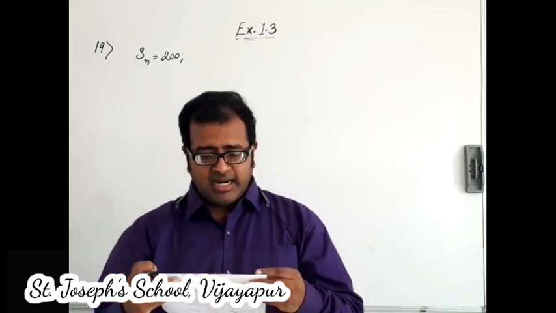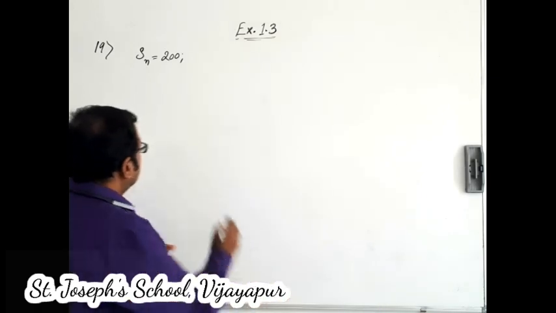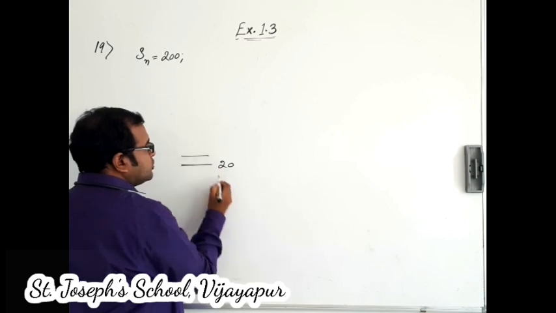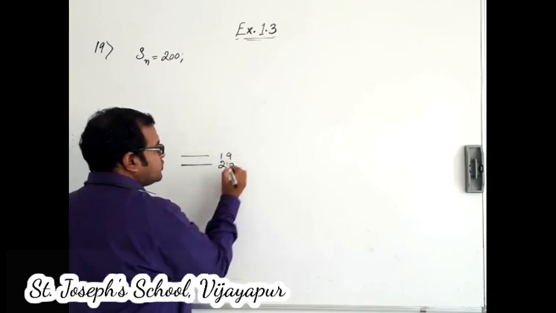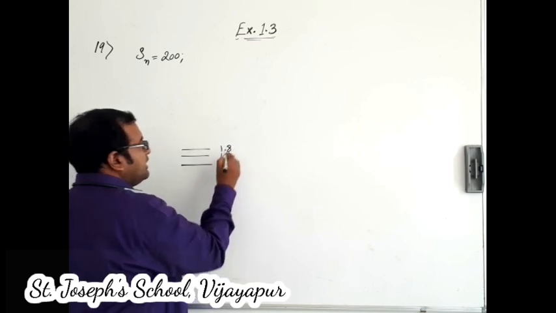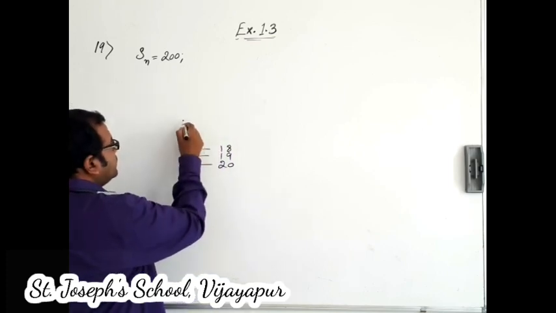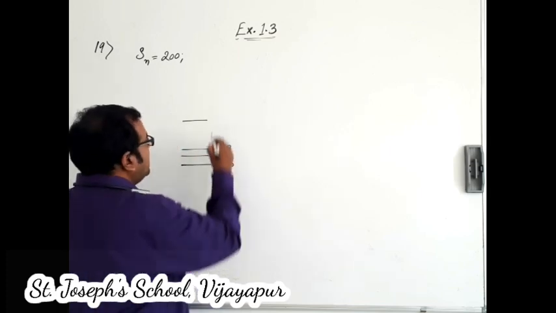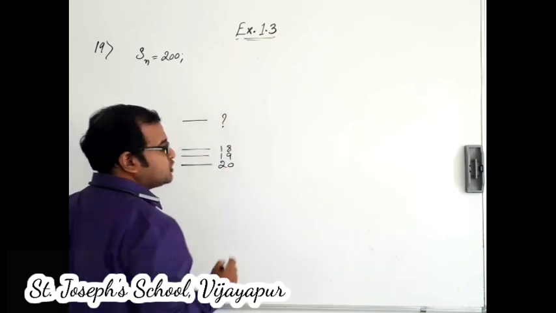See, first they have stacked 20 logs in the bottom row. So in the bottom row there are 20 logs, and in the next row 1 log less, so 19. Above that they have 18, and so it goes on. On the top stack or the top row, how many are there is a question mark.